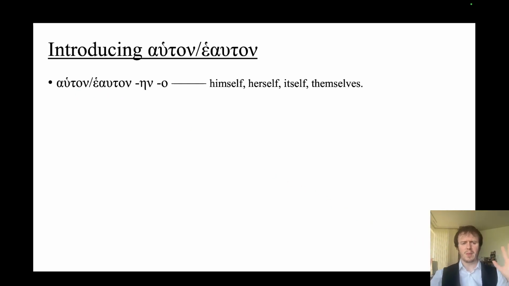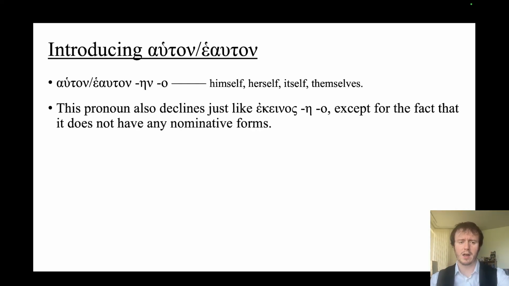Anyway, I've got some good news for you concerning how it declines, namely that it declines just like ἐκεῖνος, except for the fact that it does not have any nominative forms. So it uses the same endings as αὐτος and ἐκεῖνος, but it doesn't have any nominative forms. But if you know ἐκεῖνος's or αὐτος's endings, then you know how this pronoun declines.